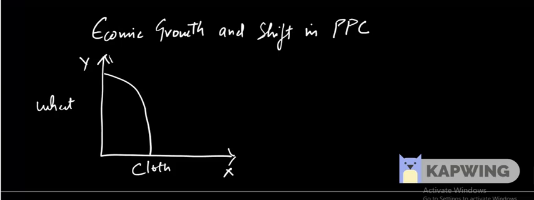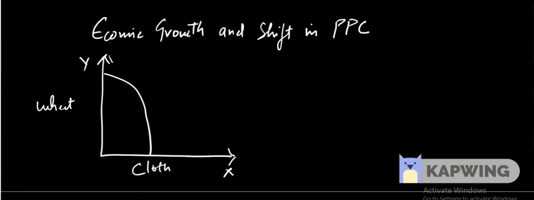Now it does not mean that there is no scope for progress. We have assumed that technology remains constant, but here we are relaxing that assumption, and we are saying that there can be growth in the technology. So when the scientists, engineers or researchers discover new and better ways of doing things, the production possibility curve will shift outward.